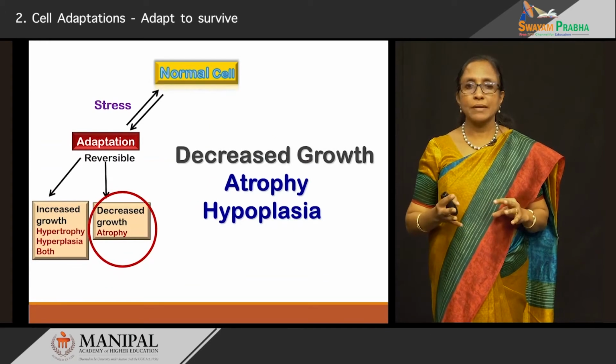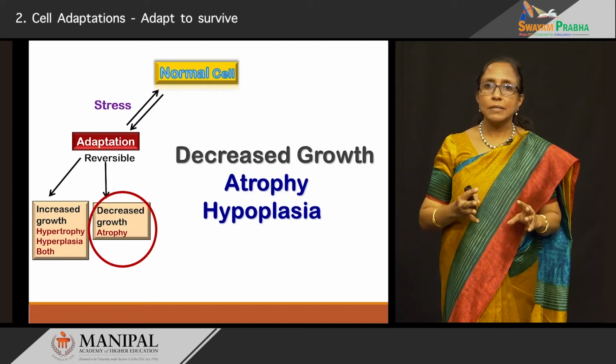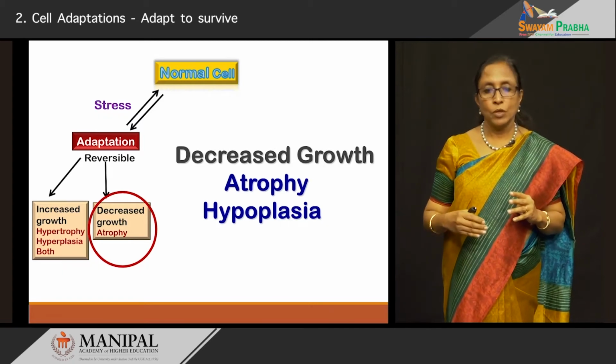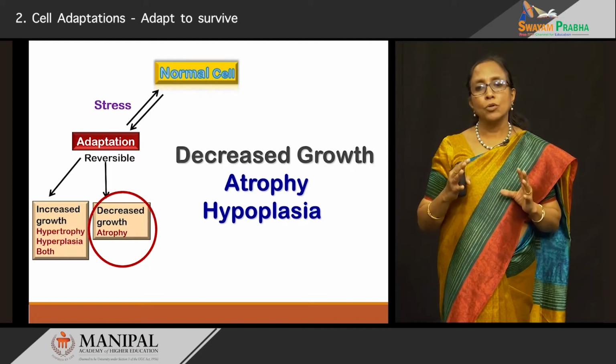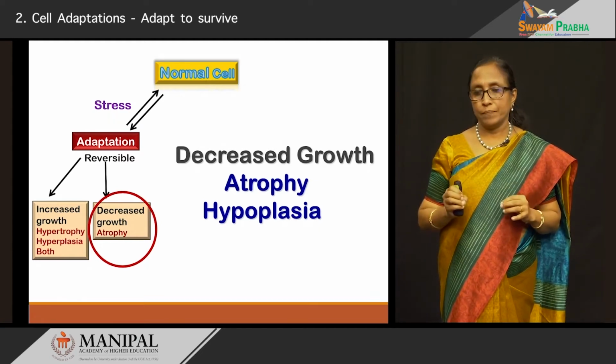Now, going on to the next condition, that is the next form of adaptation where we see decreased growth. We looked at increased growth. Now, to look at decreased growth, the term that we use is atrophy.